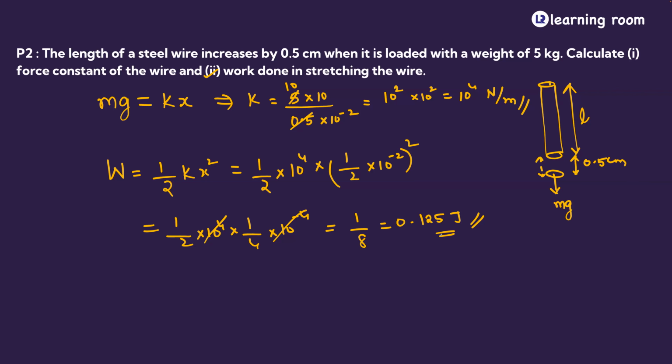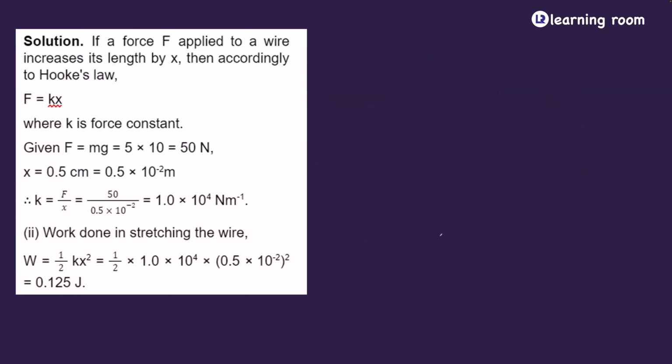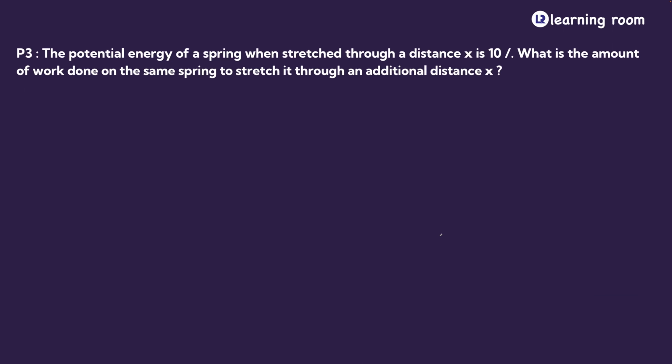Clear with this? So I want you all to work fast. Do this. X is, let me check. I think it is 10 joule. The potential energy of a spring when stretched through a distance of x is 10 joule. What is the amount of work done on the same spring to stretch it through an additional distance of x?